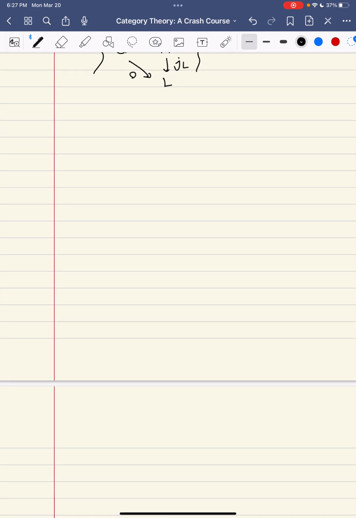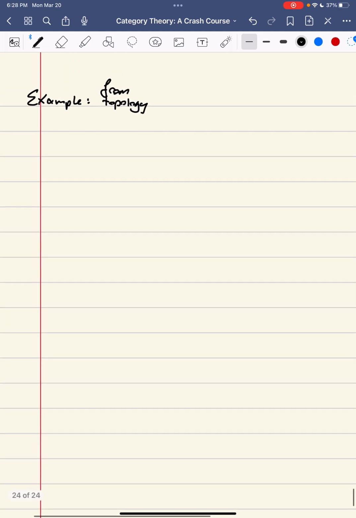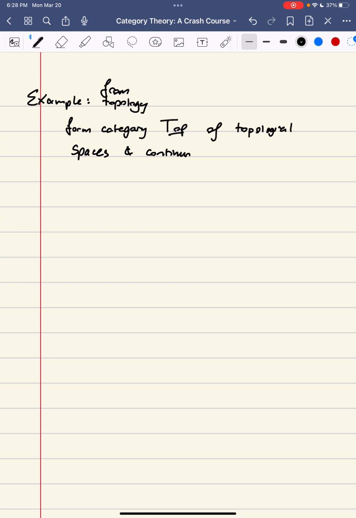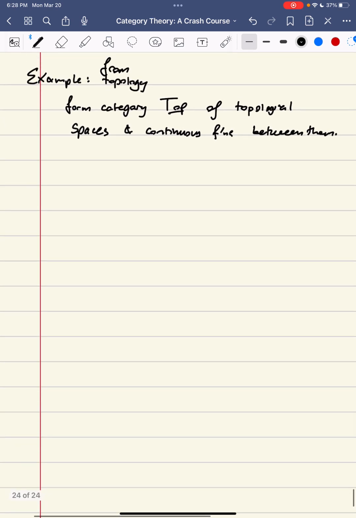All right, so from topology, we have the following kind of cool thing. It's an example from topology. If you've seen some topology before, I'm not going to go over the definitions of topological spaces or continuous functions, but we can form a category. I mentioned this, I think, in the first lecture. I'll call this Top, of topological spaces and continuous functions between them.